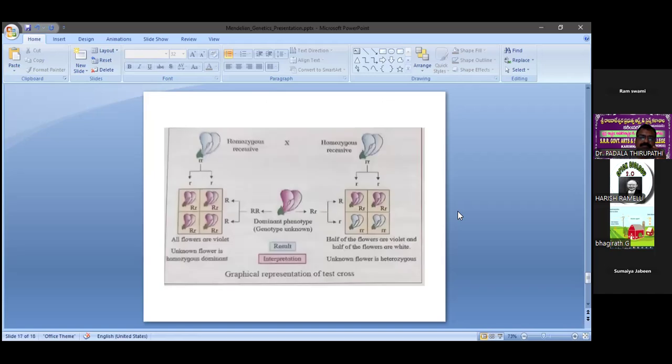So this is the test cross and back cross related interpretation. A graphical representation of the test cross. For example, this is one of the parental plants, which has the dominant phenotype. The color of the flower we can see here is purple. White is the recessive. So I will check whether this plant has this type of genotype or this type of genotype, whether it is in homozygous condition or heterozygous condition.